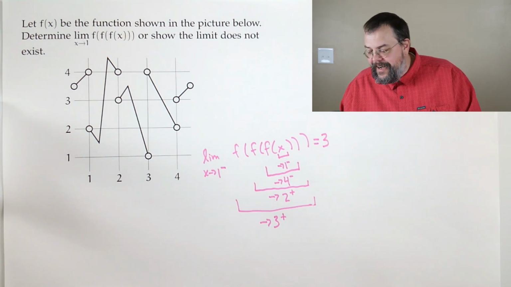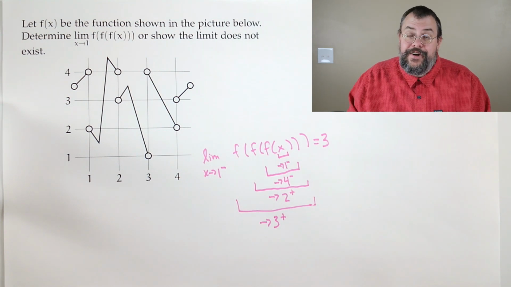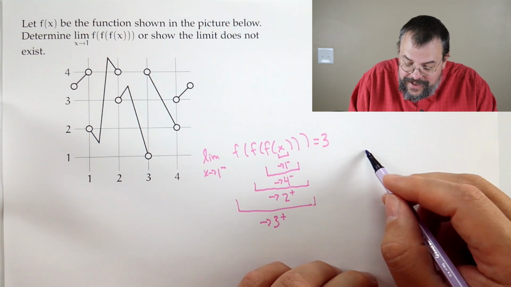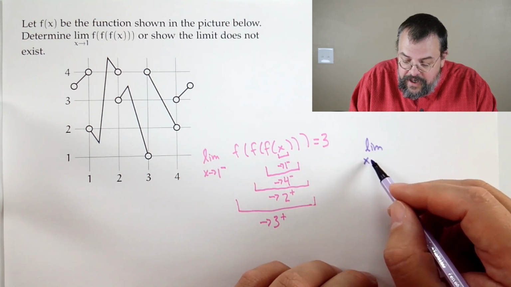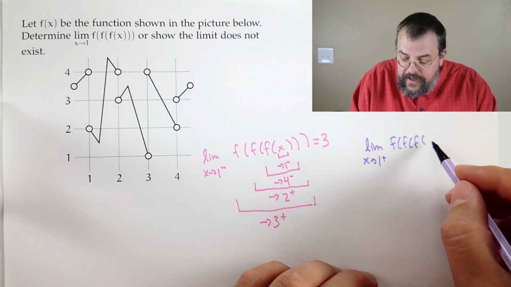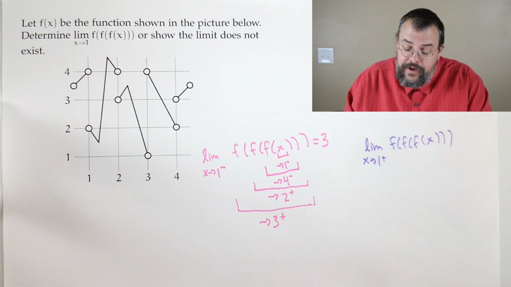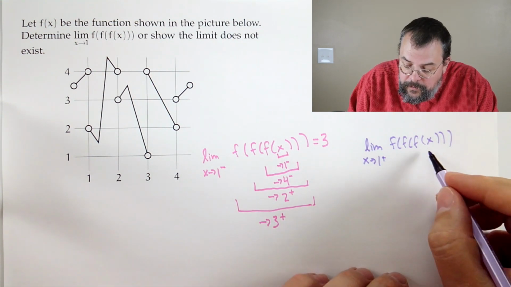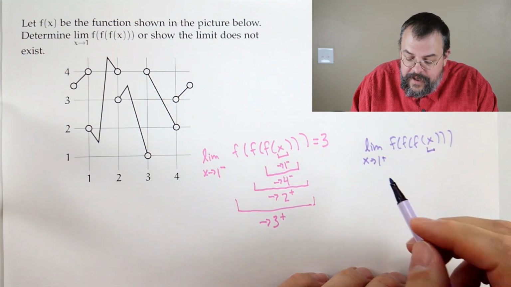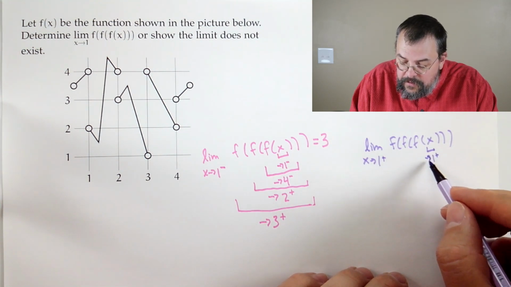Good. Aha. Well, that's one direction, but we need another direction. The other direction probably won't surprise you. 1 from above. F of f of f of x. Okay, let's do this. Inner layer. We know what's happening. We're approaching 1 from above. Okay, because that's what the limit says to do.